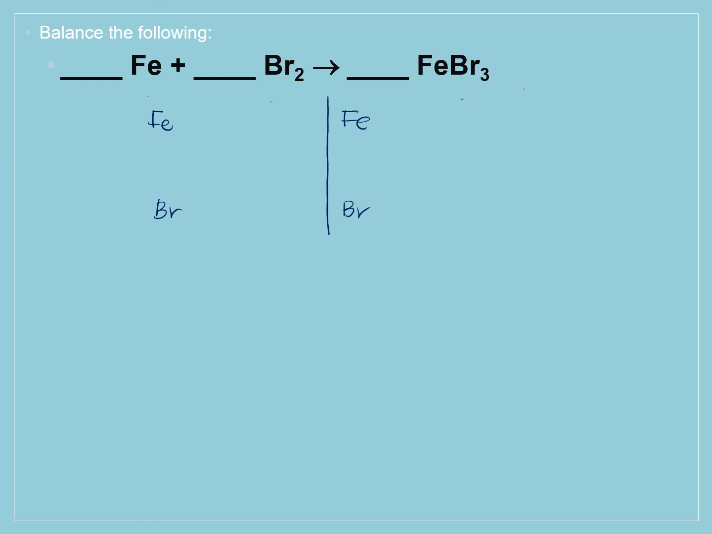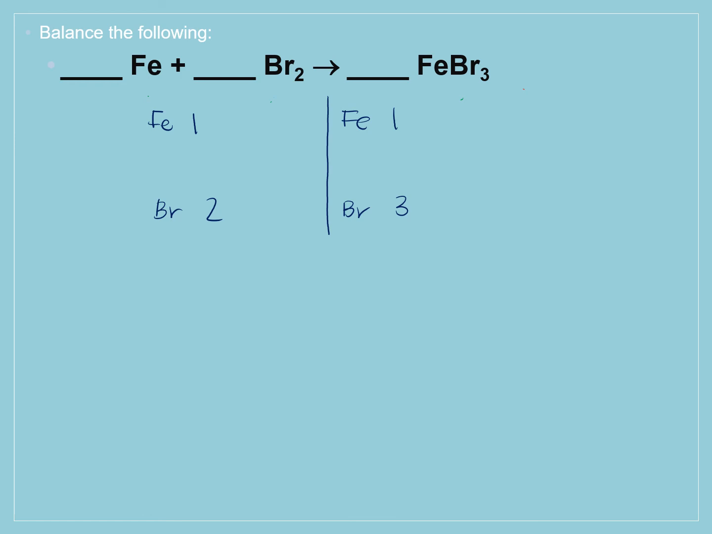Now we count how many atoms of each element we have. I'm looking at my subscripts, and for iron, there's 1. For bromine, there are 2. On the product side, 1 iron, 3 bromine. I always recommend that you start at the top, compare, make sure that they're the same, and then start making your way down. I see that my bromine atoms are not balanced, so I need to multiply them by a number so that they equal the same number of atoms.